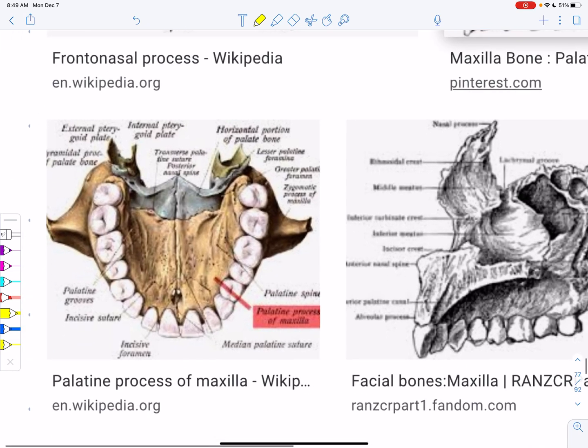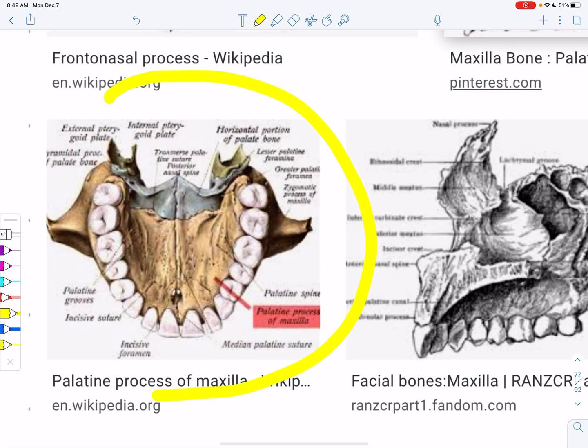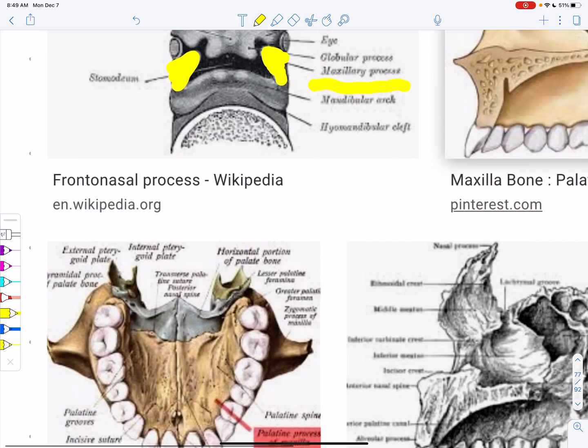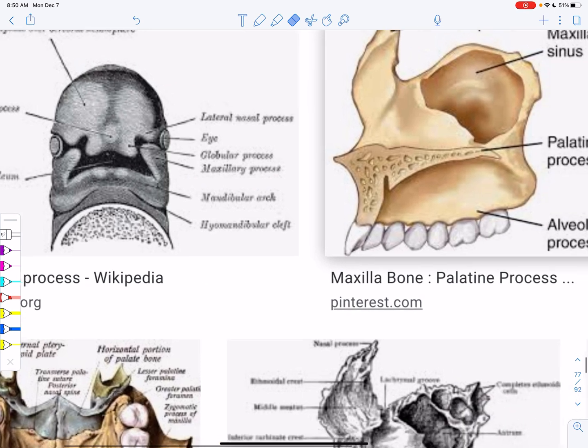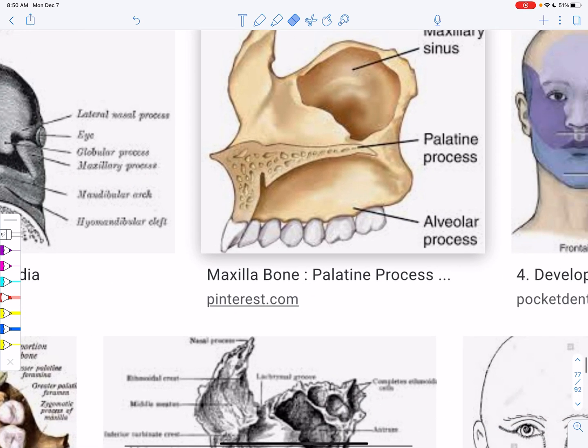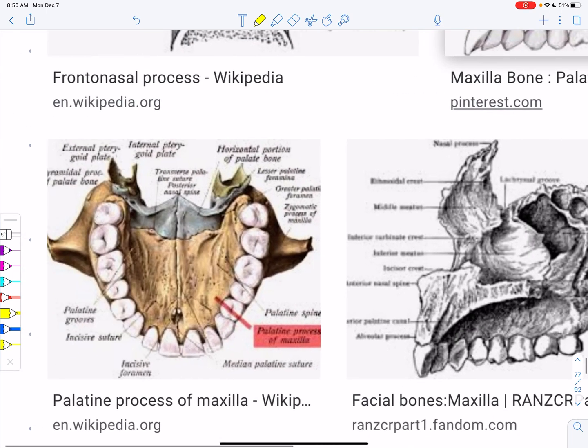If we look at the maxilla here, you can notice that right down the middle, there is a split. That split is because these two bones need to join. They grow together, creating the roof of your mouth. So here is again the roof of the mouth, and I just showed you that it is 2 pieces.